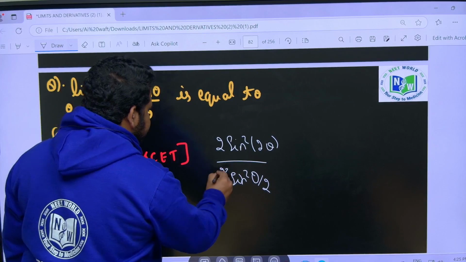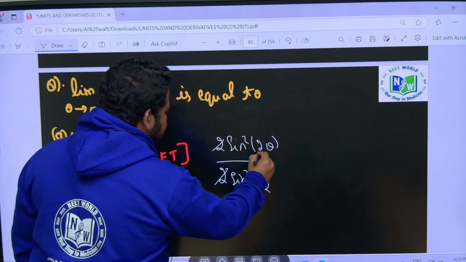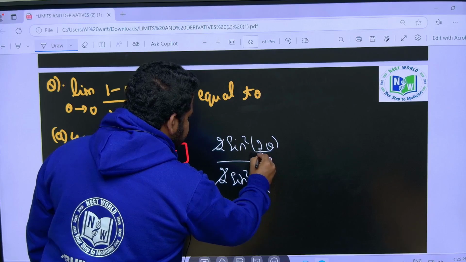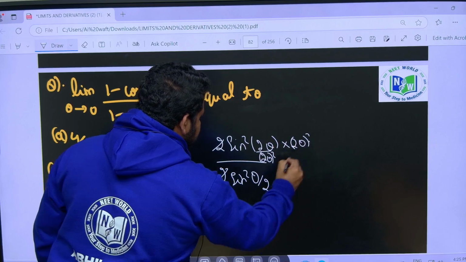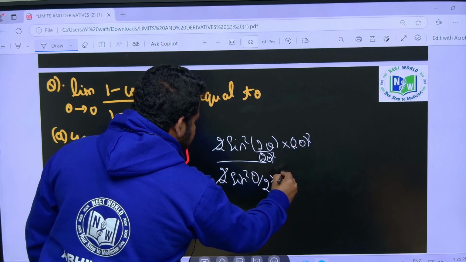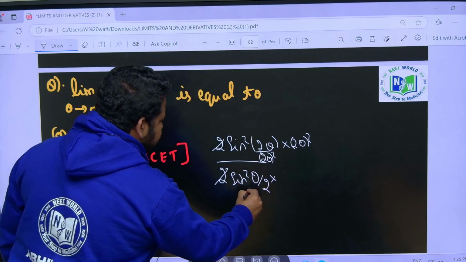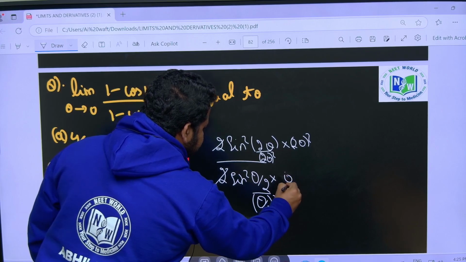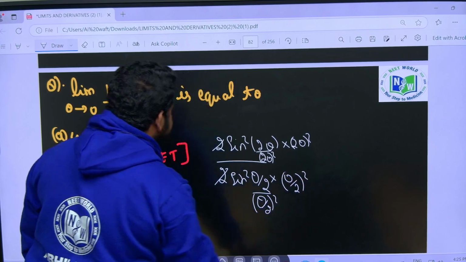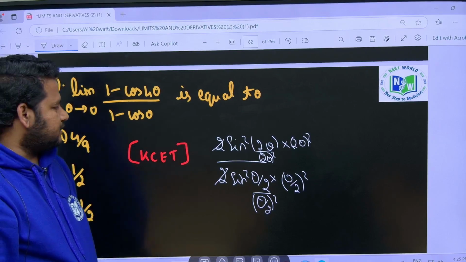So I will divide by 2 and 2. Here I am having 2 theta, so I want 2 theta whole square, so I will multiply by 2 theta whole square. Here I have theta by 2, so I have to divide and multiply by theta by 2 whole square. Here also I should divide and multiply by theta by 2 whole square. Correct?